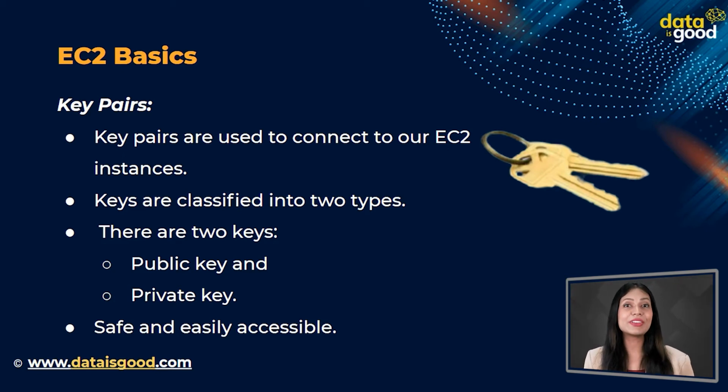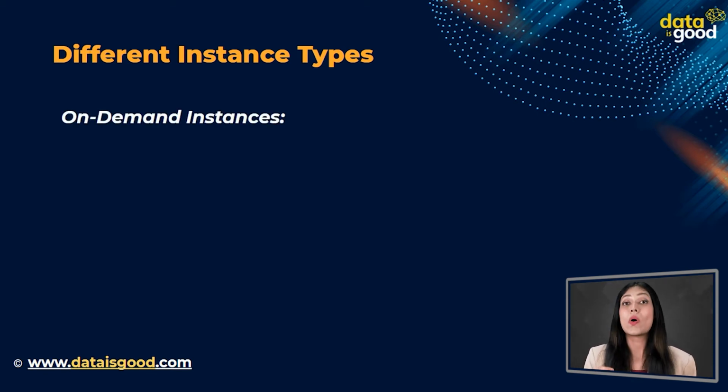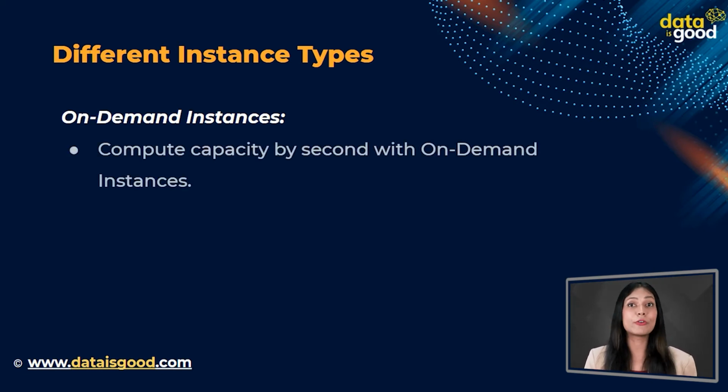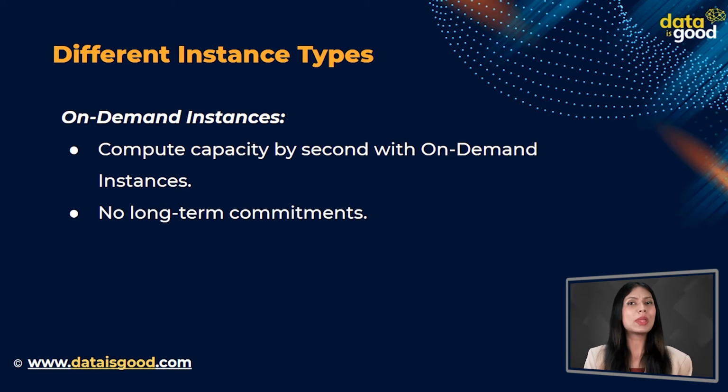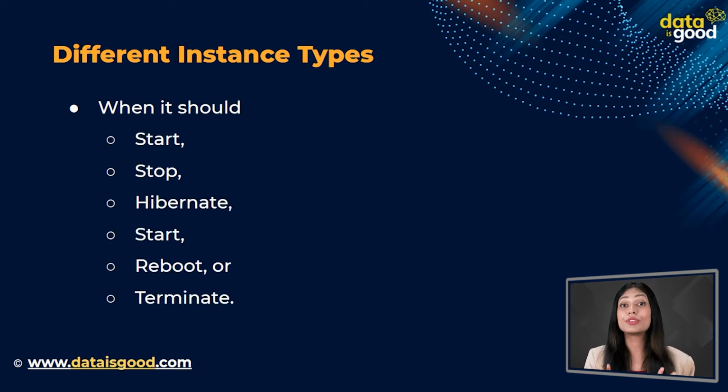Great. So we saw various important terms we need to know in this EC2 service. And now we will look at various instance types that AWS has to offer. Different instance types. The first type of instance about which we will be talking today is on-demand instances. Using on-demand instances, we pay for compute capacity by the second, and there are no long-term commitments. We have complete control over its life cycle. We decide when it should start, stop, hibernate, reboot, or terminate.